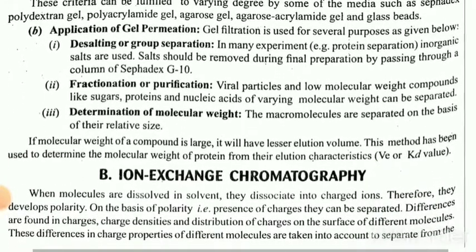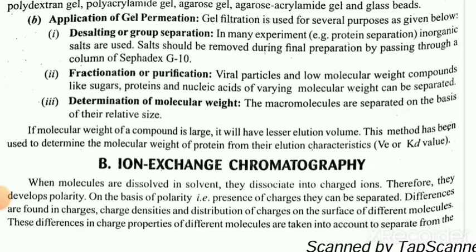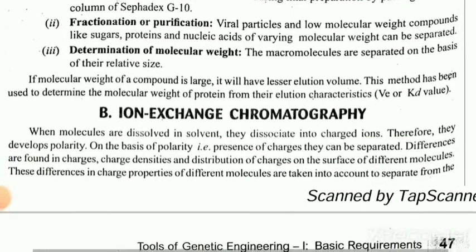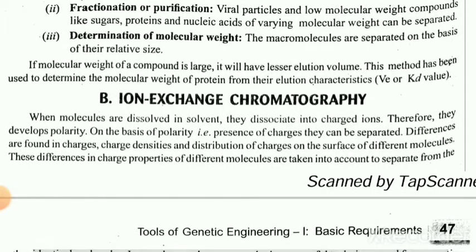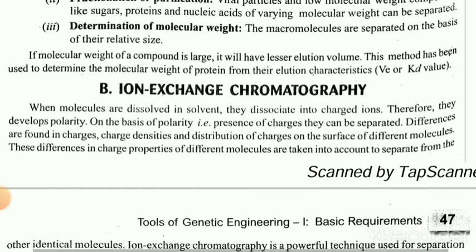The macromolecules are separated on the basis of their relative size. If the molecular weight of a compound is large, it will have a lesser elution volume. This method has been used to determine the molecular weight of proteins from their elution characteristics via Kd value.